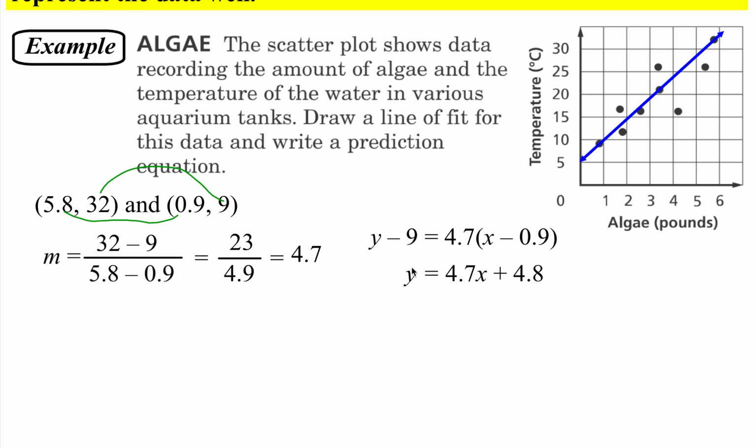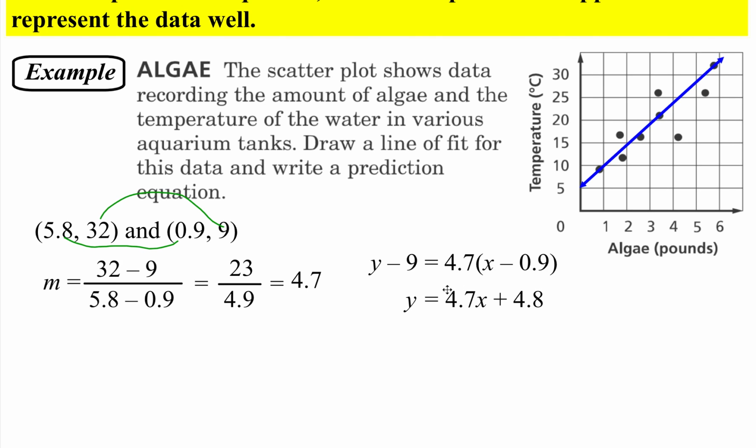So this is called a prediction equation, and that basically says we can pick any value we want for the number of pounds of algae and calculate what the temperature would be in the water.